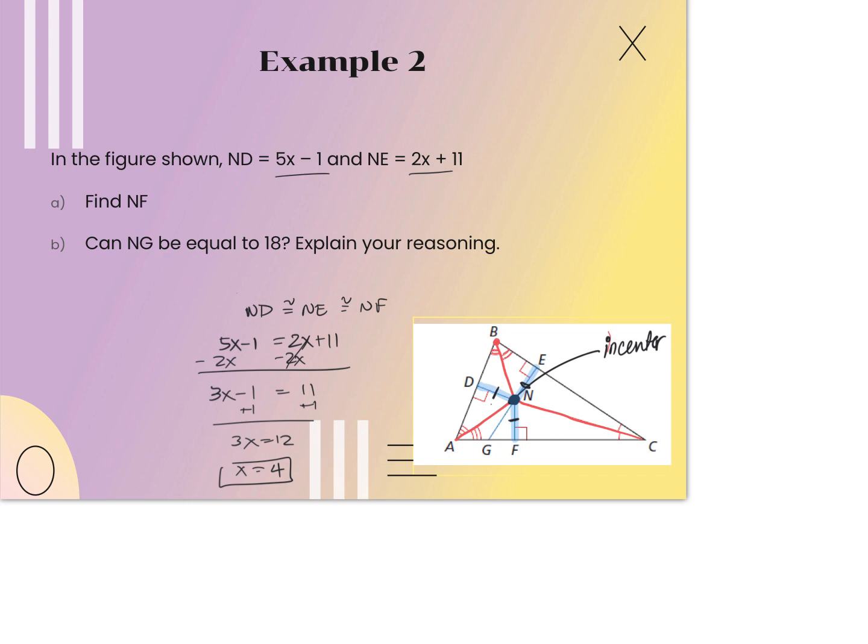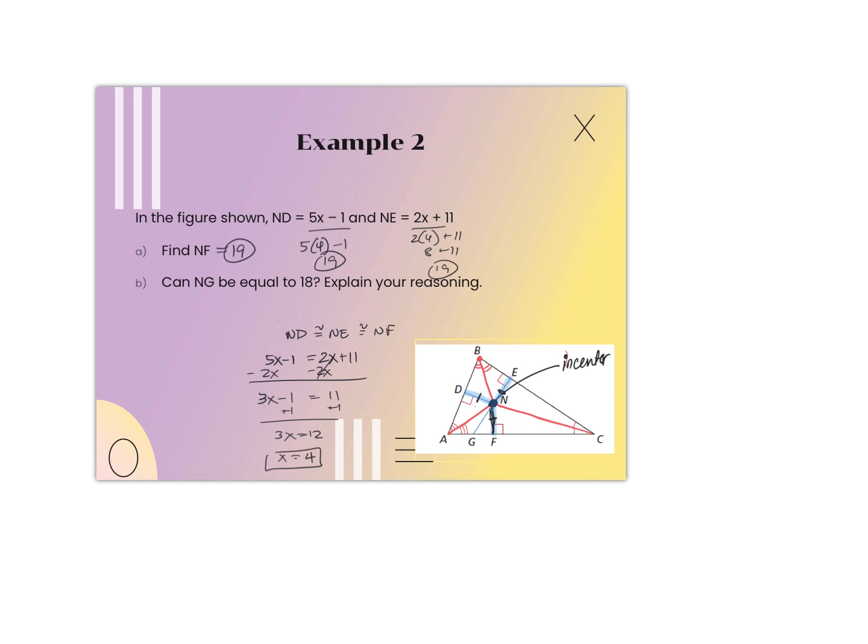Now, if x equals 4 was the only thing I needed, I would be done. But what the question is asking me is NF. I don't have an expression for NF, but I have an expression for ND, and it's 5 times 4 minus 1, and that's 19. I can double check because I have an expression for NE, and that's 8 plus 11, or 19 as well. So guess what? NF is the same as ND and NE. It's also 19. That's the work you have to do here using the incenter theorem, applying it.